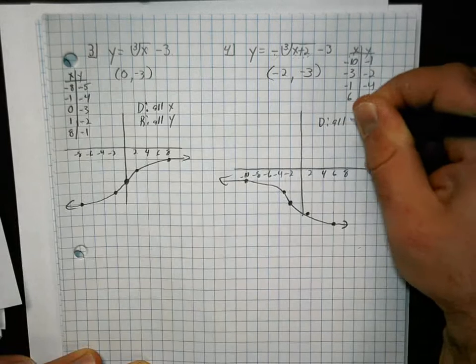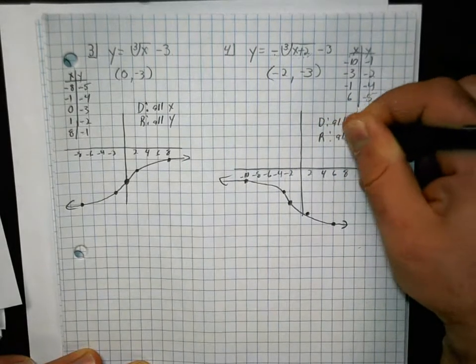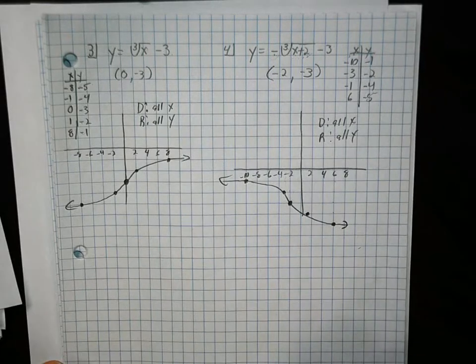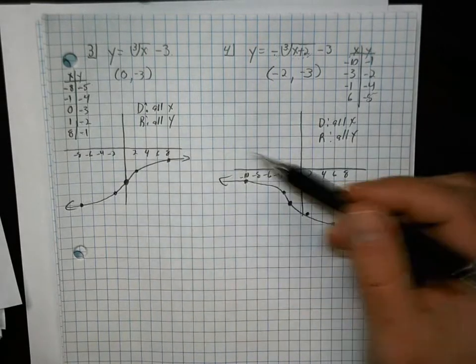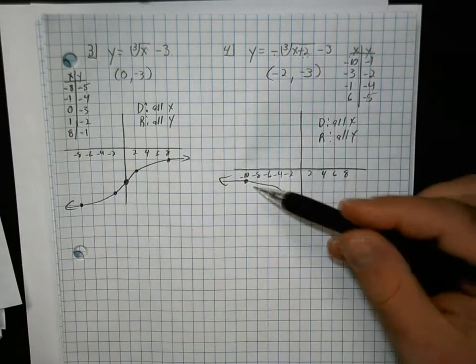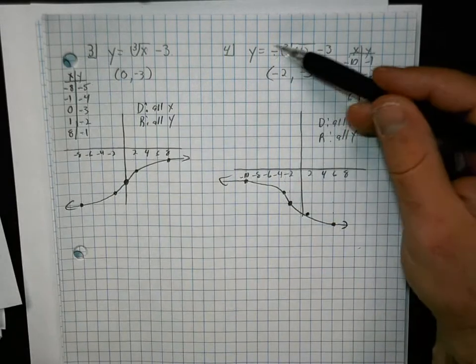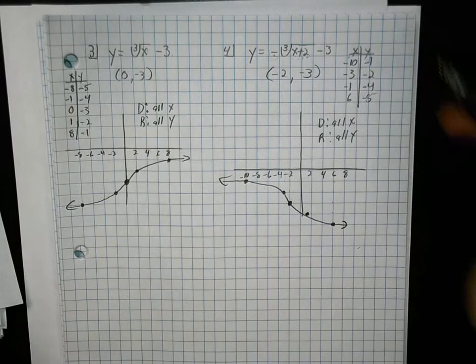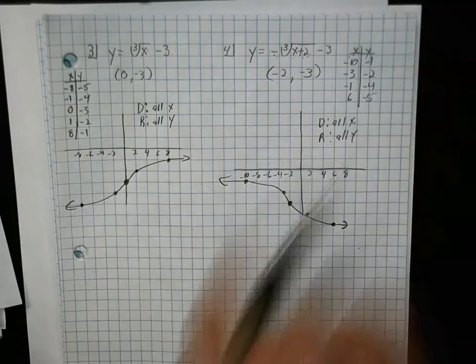Domain, all x, range, all y. Okay, so that's how we graph these. The cube root functions are always going to be the same shape. This one's a negative, so it starts up and goes down. But that's how we're going to graph these functions.